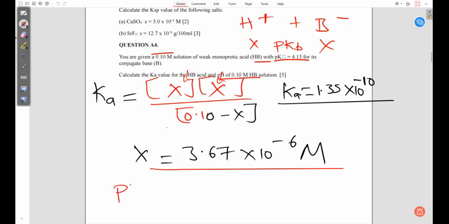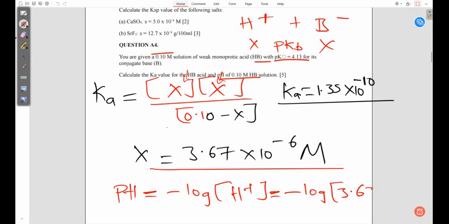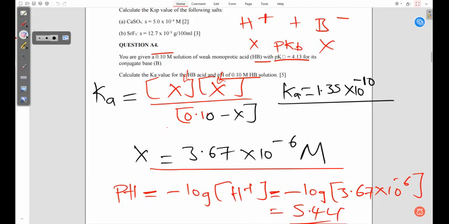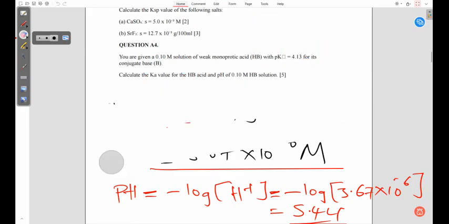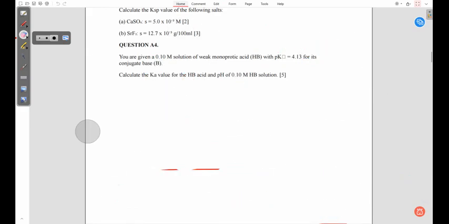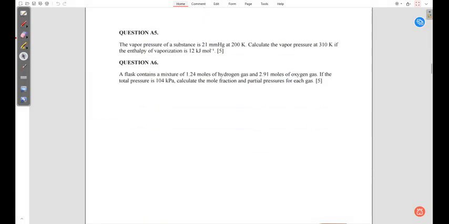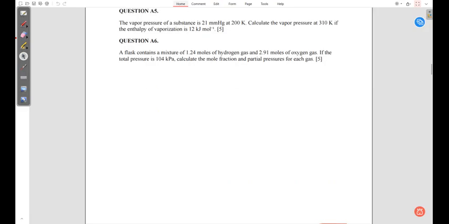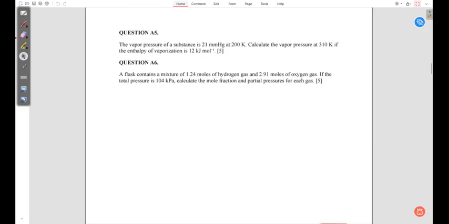So our pH is dependent on the negative log of the hydrogen concentration, which is the same value, 3.67 times 10 to the power negative 6. I'm getting a value of 5.44, which is of course expected for a weak acid. So that's it for question 4. That's what acid-base equilibrium basically deals with. Now let's proceed with question 5 and 6.